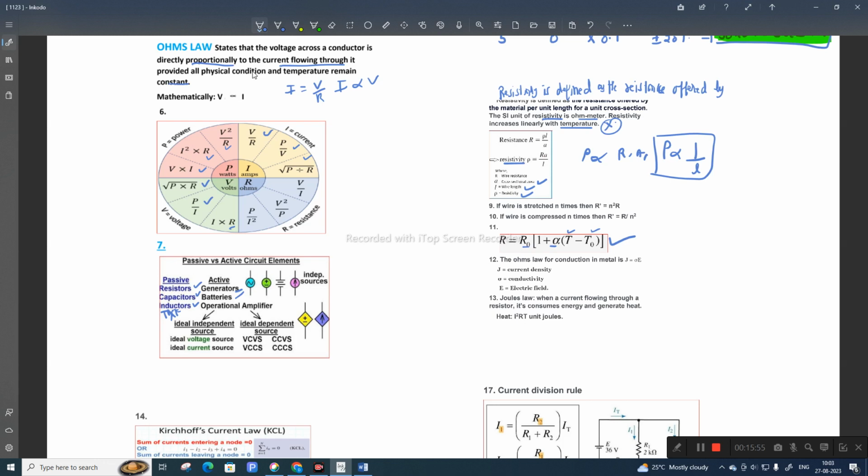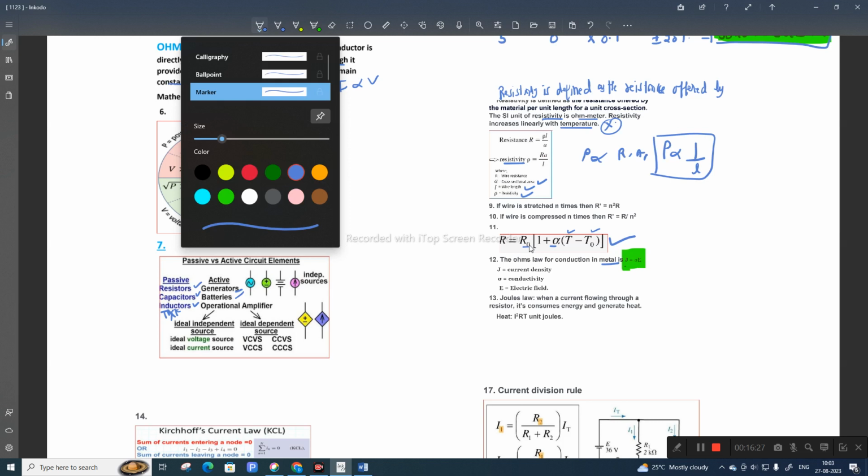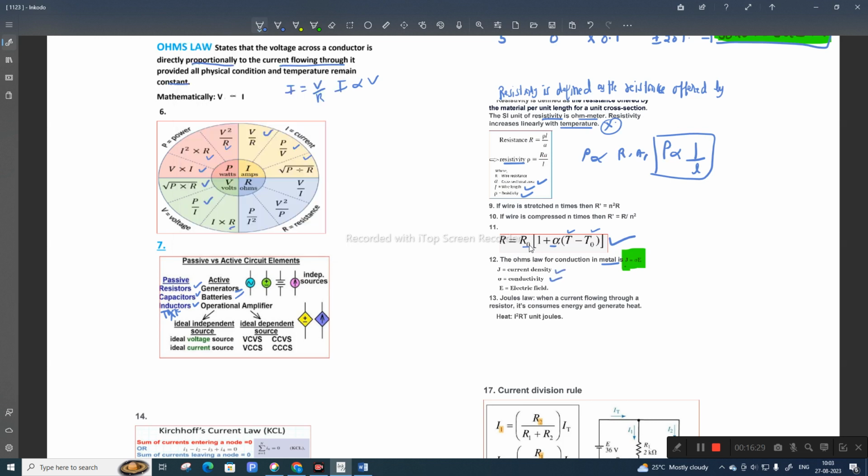So this I will discuss in the problem videos coming up so that your concept gets cleared. Next, the Ohm's law of conduction in metals is J is equal to conductivity into E. This is very important. I'll make a highlight for this. J is the current density, sigma is the conductivity, E is the electric field.